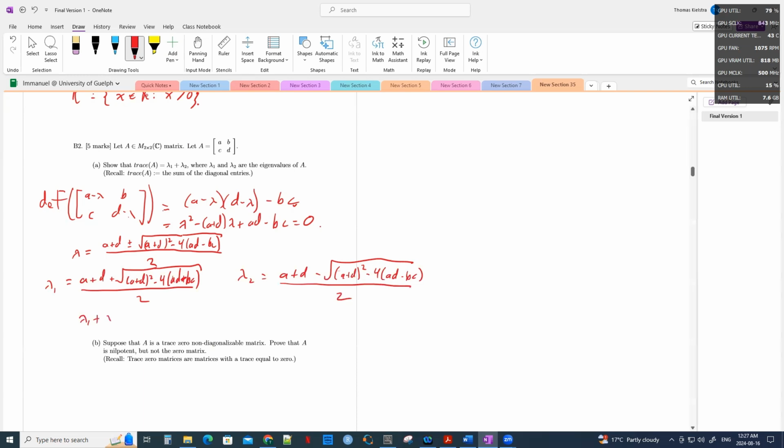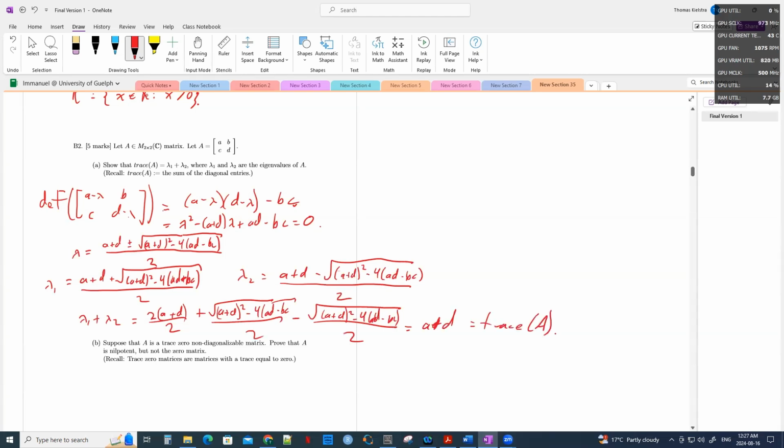Now lambda 1 plus lambda 2 equals, well, this is going to be A plus D over 2 plus the square root of A plus D squared minus 4 times AD minus BC over 2, minus the square root of A plus D squared minus 4 times AD minus BC all over 2, which equals A plus D, which equals the trace of A. And we get that the sum of the eigenvalues equals the trace. Now, this is actually something we can generalize, but it's cool to do it explicitly here.